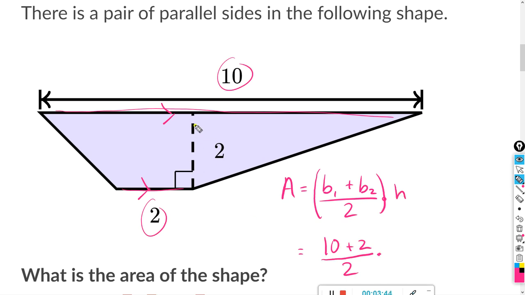h is the distance between the two bases. Has to be perpendicular. So that h is just 2. Okay, and this 2 is in the numerator. This 2 is in the denominator. So 2 divided by 2 cancels. And we're just left with 10 plus 2.